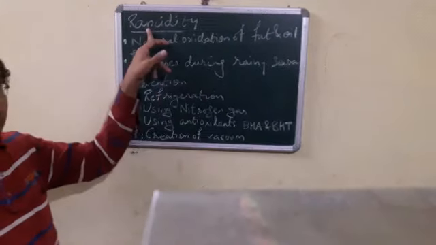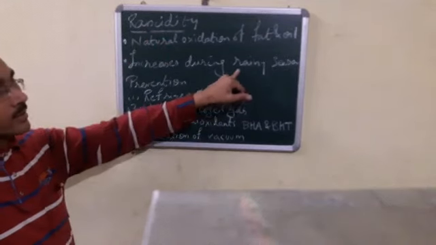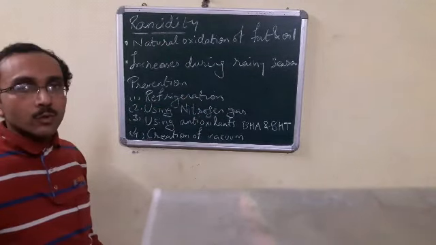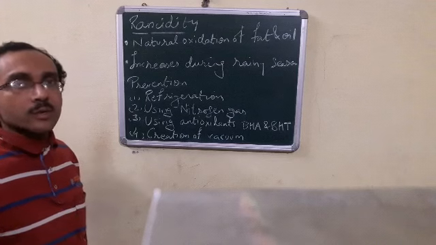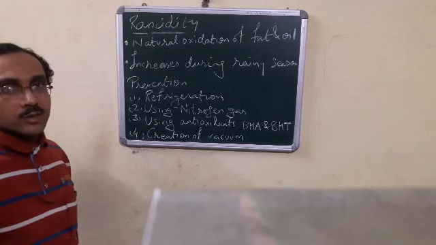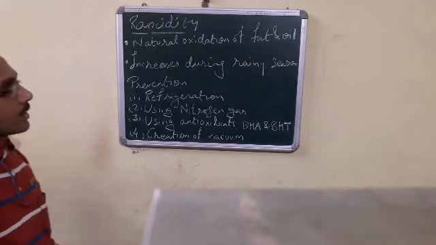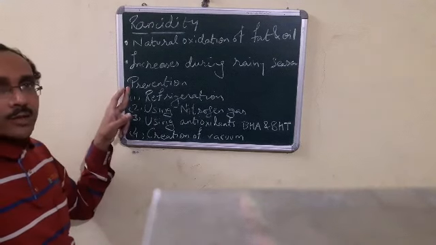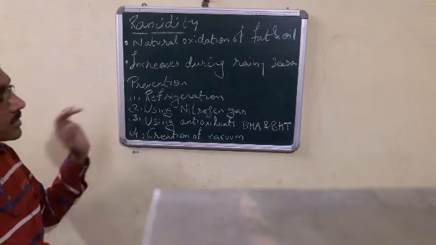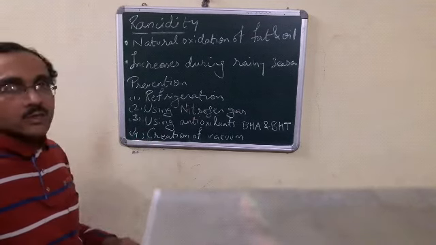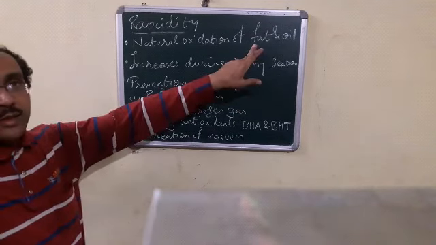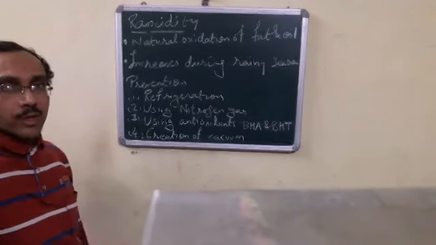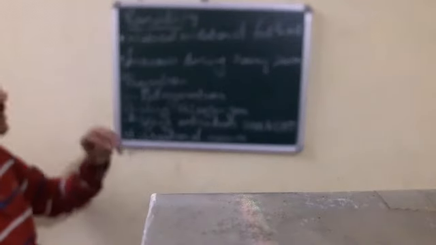And especially the rancidity increases during rainy season, because in rainy season the moisture becomes more, and when the moisture becomes more, the bacterial growth increases and it spoils the food items. Now, how can we prevent rancidity? We can prevent rancidity by the help of various methods. First is refrigeration. When we are keeping the substances which are made up of fat and oil in the refrigerator, it lowers down the temperature and stops rancidity.